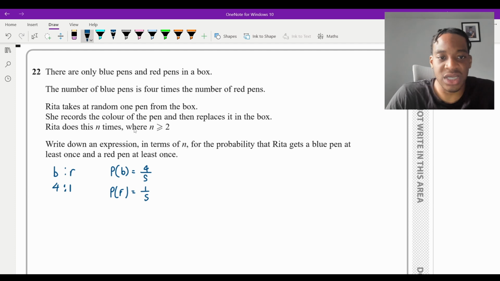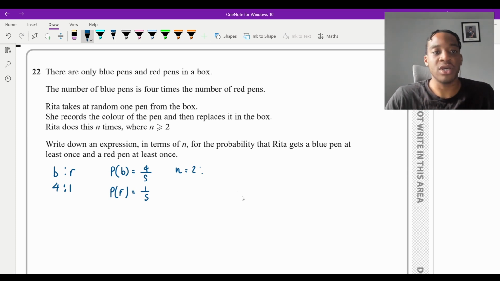So for example, she does this n times, where n is greater than or equal to 2. So what I would do is try and formulate this for n equals 2 and see if I can formulate a pattern, right? So for example, if I say n is equal to 2, now, what would the probability be for each of these scenarios? She's taken a pen and then replacing it.